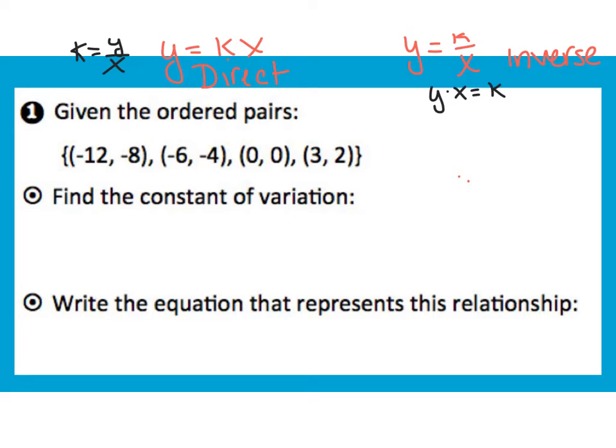So looking at my ordered pairs, if I multiply them together, here I get 96, here I get 24, 0, and 6. So it's definitely not inverse. So then I'm going to check, is it direct? I do y divided by x. So negative 8 over 12 would be 8/12, which reduces to 2/3, and then I do negative 4 over negative 6, 4/6, reduces to 2/3.